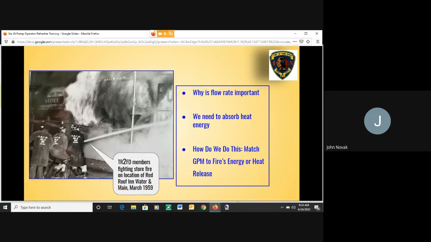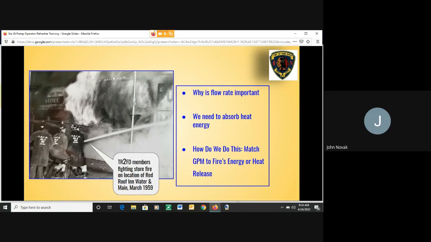So if you look at the picture on the left, fire company number 2 members back in 1959 at a fire on Water and Main Street. It's where the Red Roof Inn used to be. There used to be a strip of stores there, a furniture store, a few other stores. You can see they're using what appears to be a 2.5-inch nozzle. So they knew back then they had to have high flow rates.